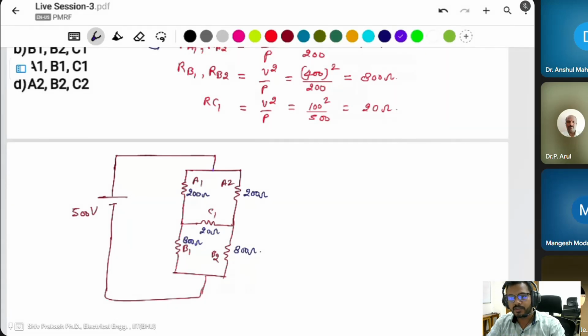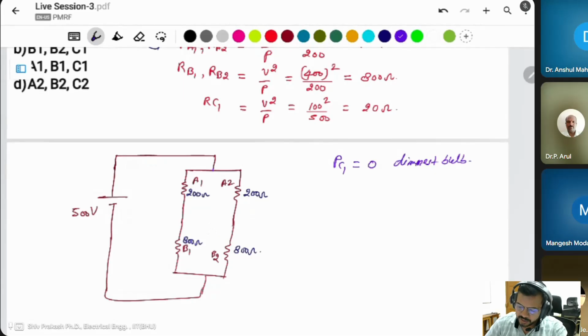Wheatstone bridge. Yes. That's why the current in this branch will be 0. Then you can rightly say the power across C1 will be 0. This is the dimmest bulb because of 0 power there. If this is 0, then you can remove this branch. After removing this branch, what happened? These two are connected in series across the voltage of 500 volt.